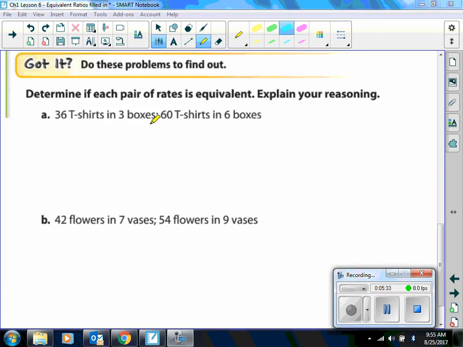So let's do these got it problems together. We want to determine if each pair of rates is equivalent, and we want to explain our reasoning. Now, please make sure you write the direction up there as well as the ratios that we're comparing.